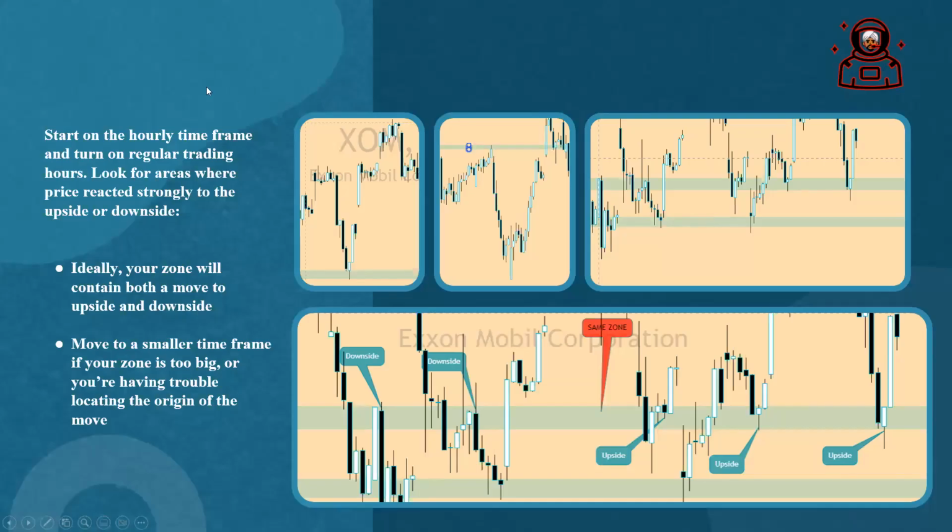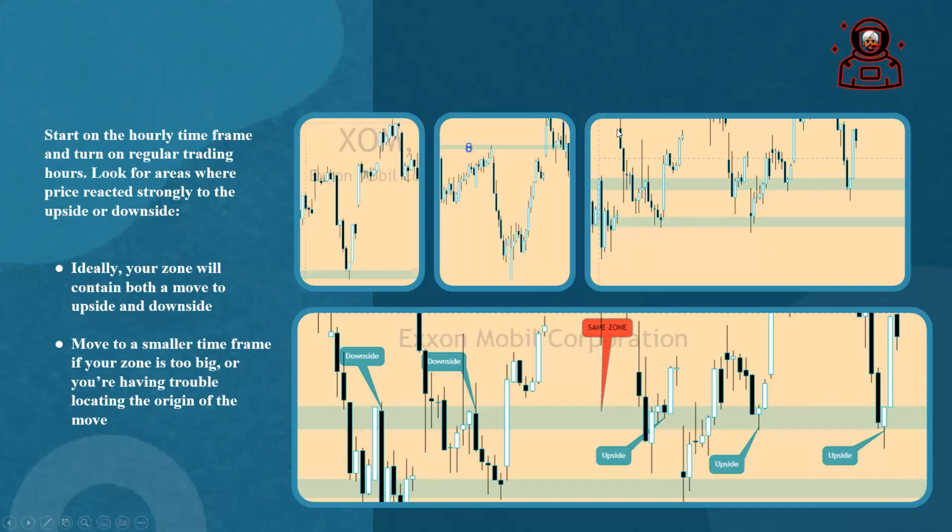How to find zones. The fun part. So I'm going to go over how I draw my zones. I start on the hourly time frame and I turn on regular trading hours. The reason I turn on regular trading hours is because, the theory is, the algorithms don't turn on until the market opens. At least that's what I believe. So I turn on regular trading hours, and I look for areas where price reacted strong to the upside or the downside. Right here, we can see price reacted in a big way to the upside. So the zone was drawn right here. Right here, we can see a big move to the downside, so the zone was drawn right here.